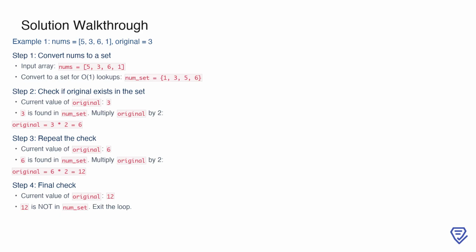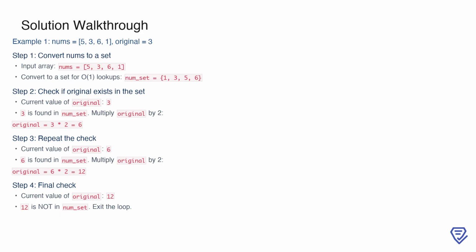To solve this problem efficiently, we start by converting the input array into a set. This allows us to perform constant time lookups, which is crucial since we need to repeatedly check for the presence of values. For the first example, the input array is nums equals 5, 3, 6, 1. When we convert it to a set, we get number_set equals 1, 3, 5, 6.